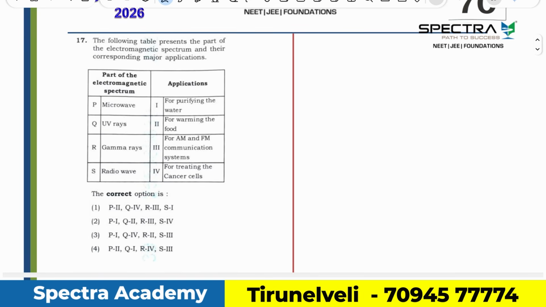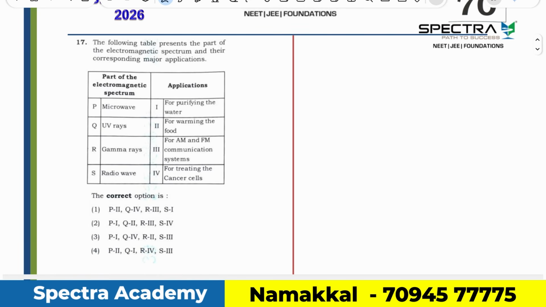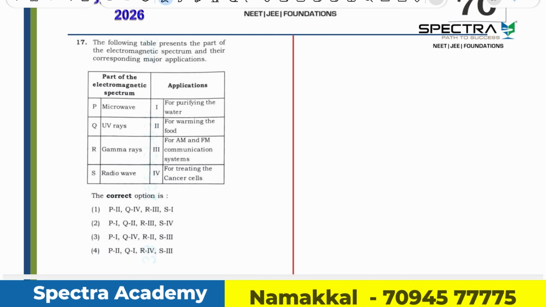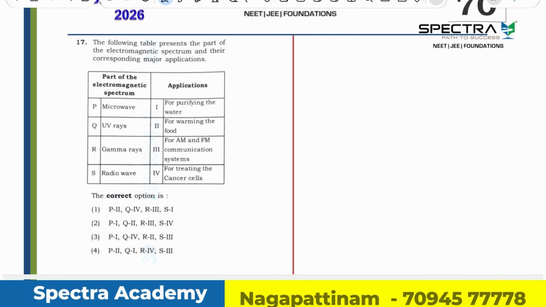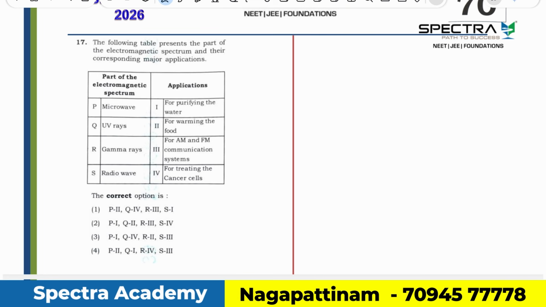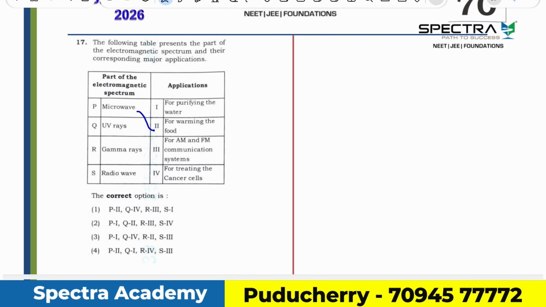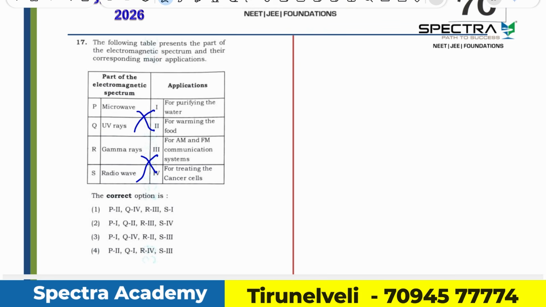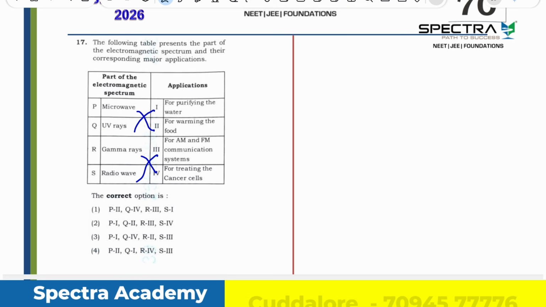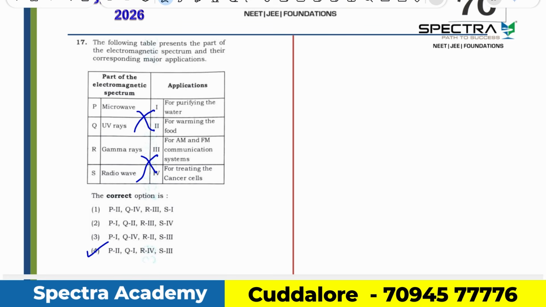Now coming to question number 17. This is one of the simplest questions. Okay, the following table presents the parts of the electromagnetic spectrum and their corresponding major applications. See, microwave, you know microwave is for warming the food. UV rays, you know in water purifiers we are using. Gamma rays are for treating the cancer cells, and radio waves for AM and FM communication systems, correct? So P2, Q1, R4 and S3. Yes, it's option 4. Okay.